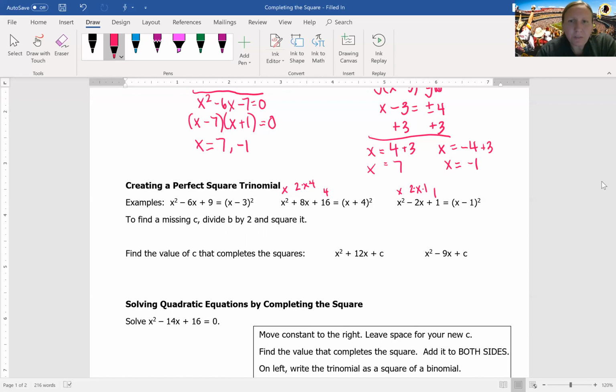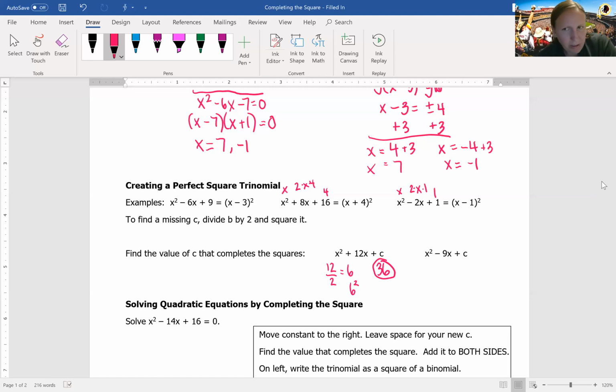So for over here, we want to find the value of c that completes the square. So we're going to take b, which is 12, and divide it by 2 to get 6, and then square it. So our c value that completes the square is 36. So if it was x squared plus 12x plus 36, now we could take that and write it as the square of a binomial. That's the goal.